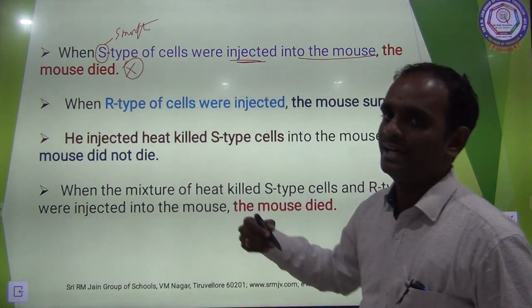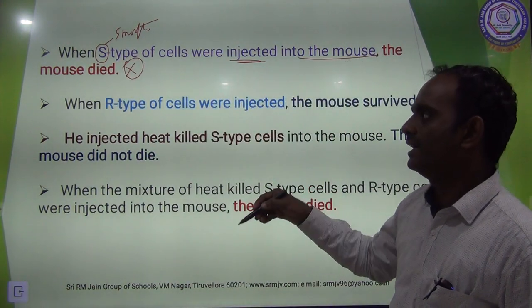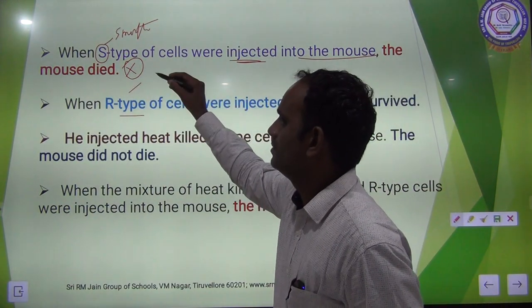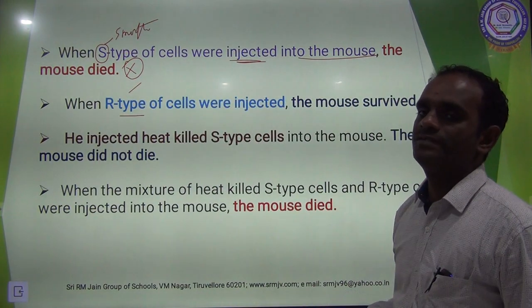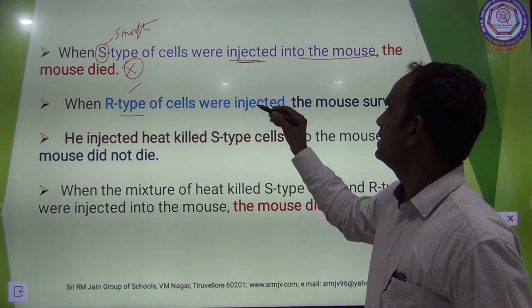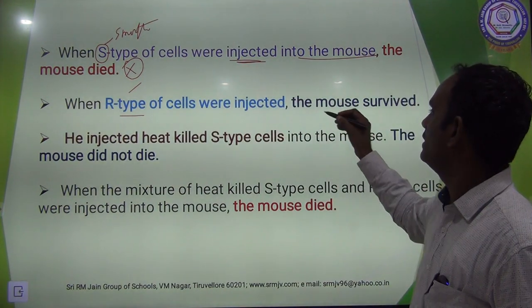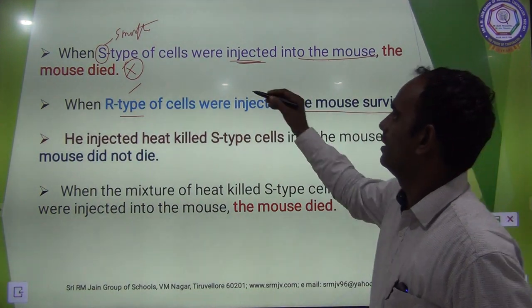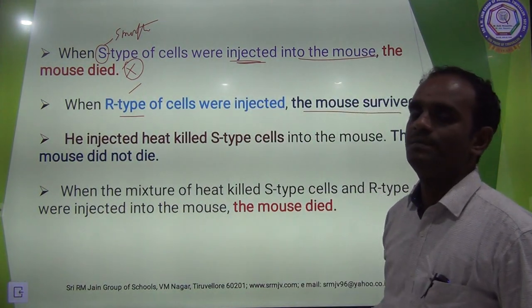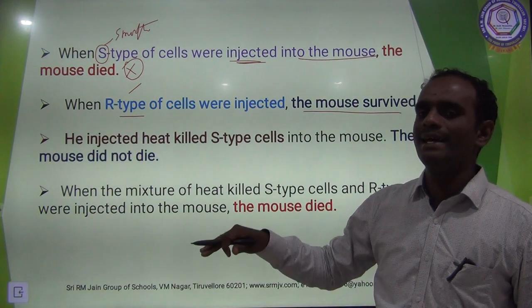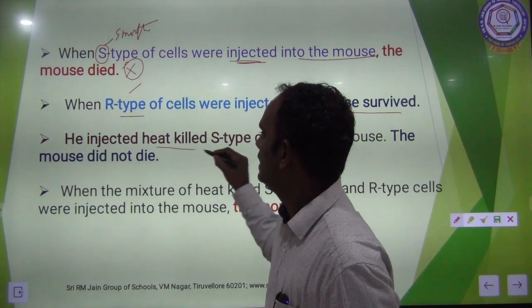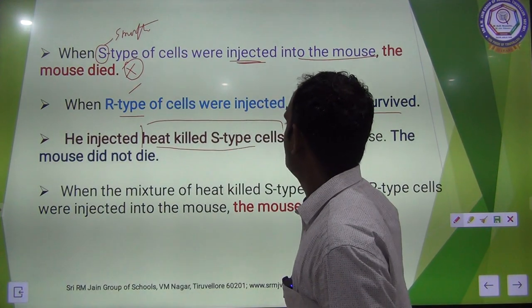In the second trial, he injected R type cells, rough strain. R type cells are avirulent. They were injected into the mice. What will happen? The mouse survived. So R, rough strain, is avirulent, meaning no poison, so the mice survived.